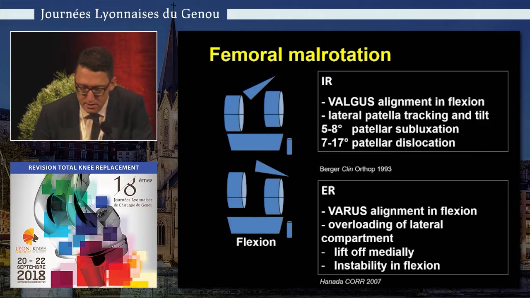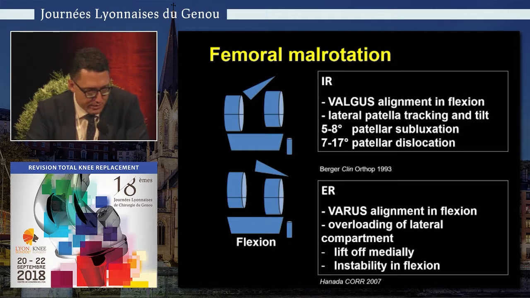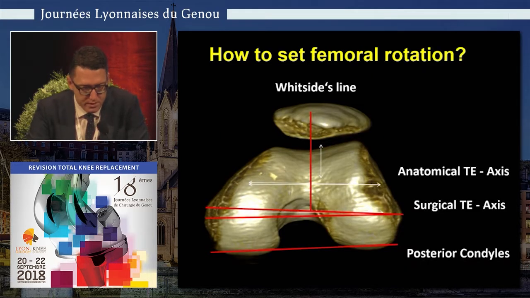So for me, this Kamikaze view is very important to identify these cases preoperatively, and then we can address those in revision arthroplasty. So these are the general landmarks you have for the femoral rotation: the Whiteside's line, the anatomical and the surgical transepicondylar axis, and the posterior condyles. But when it comes to revision arthroplasty, very often some of these landmarks are not really there.